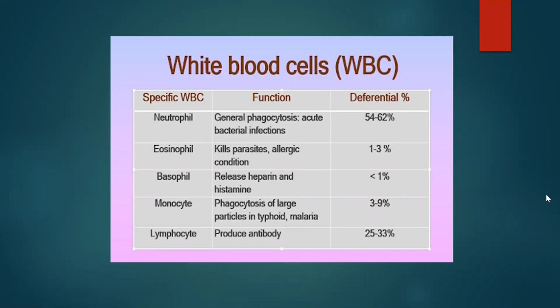Then we have lymphocyte. We have B lymphocytes and T lymphocytes. We have many types, but we are not going into detail. Its function is to provide antibodies, and its percentage is around 25 to 33%. So I hope you understood.